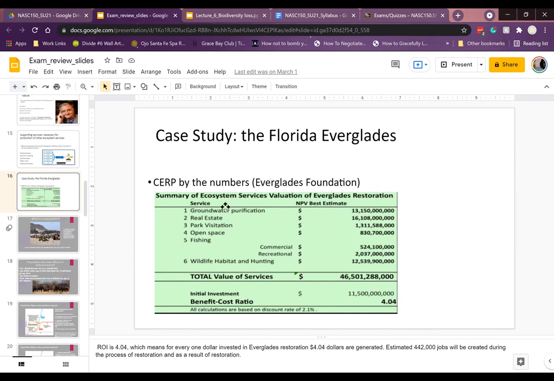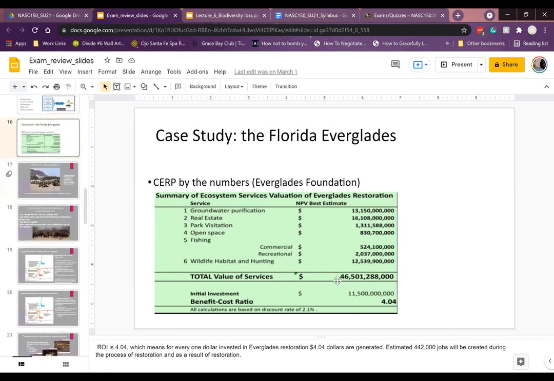But again, the Florida Everglades, really successful and really important restoration. We restored ecosystem services, our provisioning, our regulating, as well as our cultural ones and our supporting services, bringing this ecosystem back from its tarnished state into a less tarnished state, giving us about a 4.04 return on investment. So every dollar you invest into the Everglades to restore the ecosystem, bringing back biodiversity, which in turn brings back these services, nets you a return of $4.04. Or for an $11 billion investment, you get back $46 billion. So not a bad chunk of change for the state of Florida and the surrounding region, as well as all the people who are employed to do this.